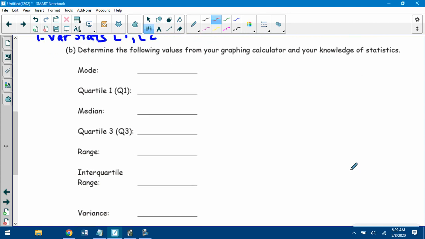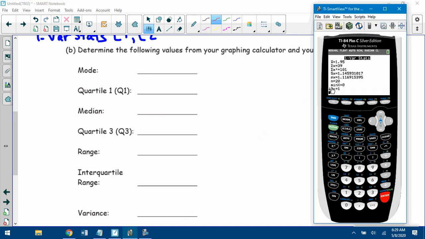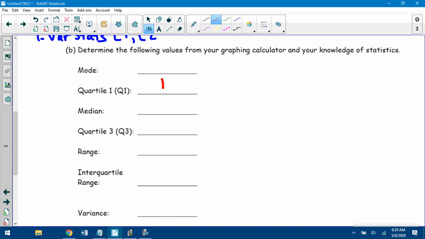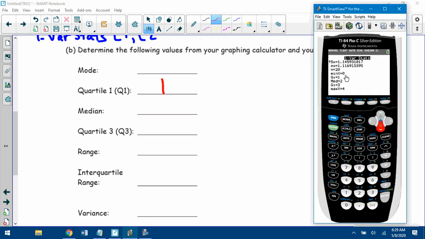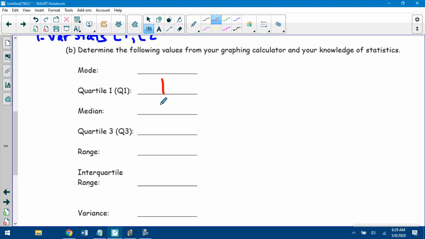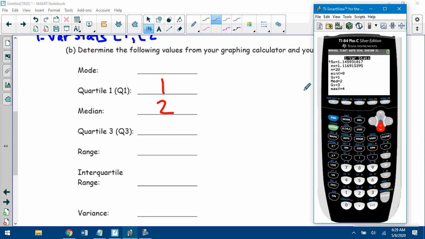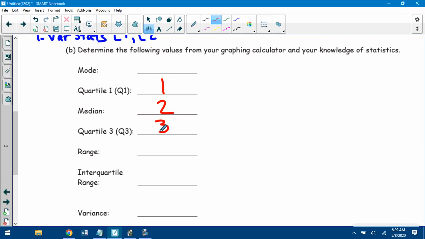Determine the following values from your graphing calculator and your knowledge of statistics. So this is where I said there's some more information. Now, mode isn't on the calculator anywhere. Let's fill in the ones that are. Quartile 1 is 1. The median is right here, that's 2. Quartile 3 is 3. Those we can get out of the calculator.